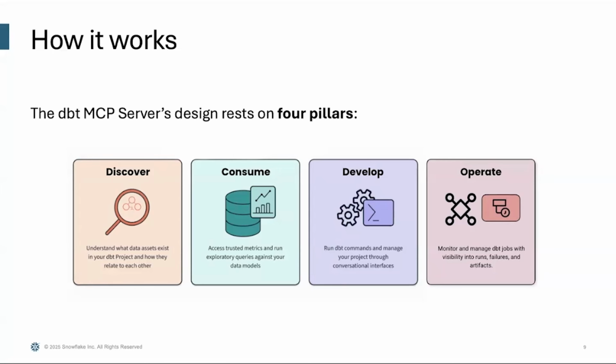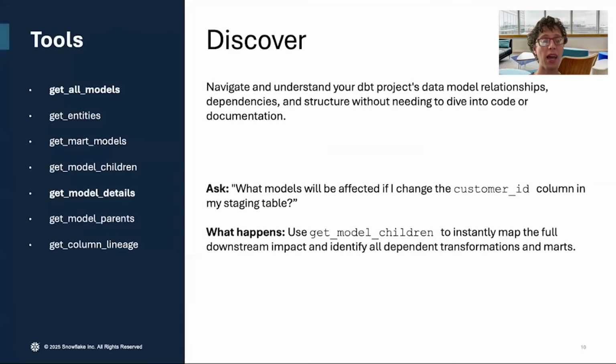When we were building the MCP server, we talked to teams and we wanted to know what AI workflows were going to be most relevant for speeding up their teams and helping them accelerate value. And we found 4 use cases: discover, consume, develop, and operate. With Discover, you can actually use agentic AI systems to get a deeper understanding of what data assets exist in your project and work them into your AI workflows.